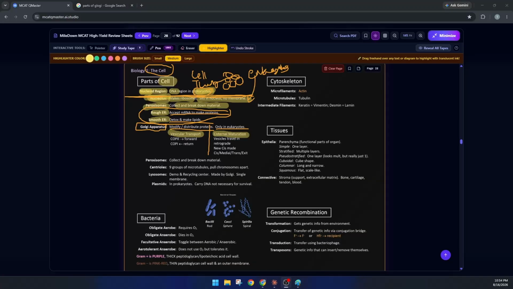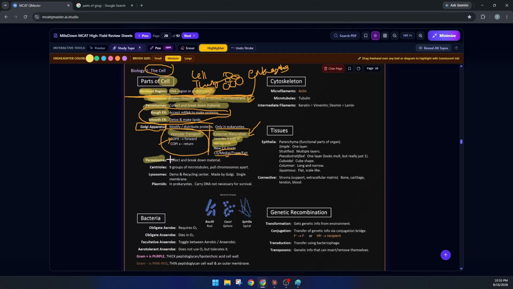Just go here, one second. So this is exactly what it says on your review sheet. Vesicles travel in, there's retrograde, new cis is made, and the maturation happens in this order: cis, medial, trans, and then exit. I would say vesicular transfer is easier to learn, but this one accounts for probably a lot of things scientists have found out over the years.